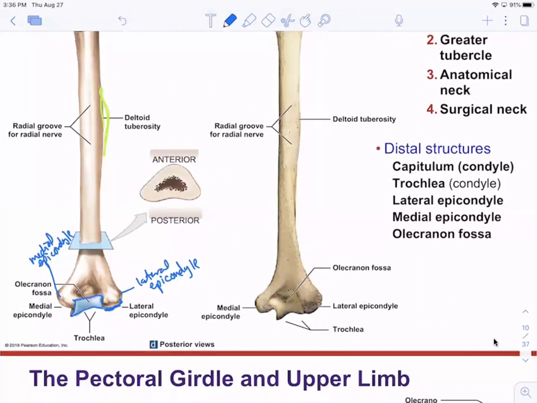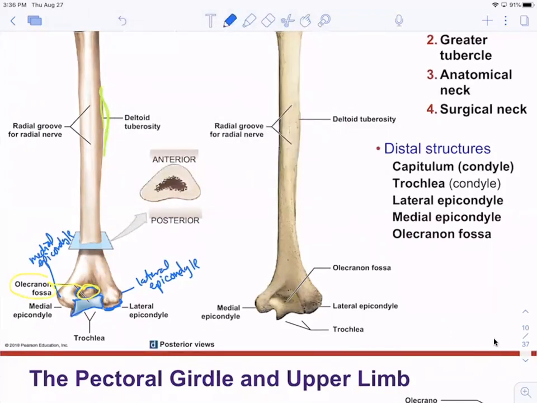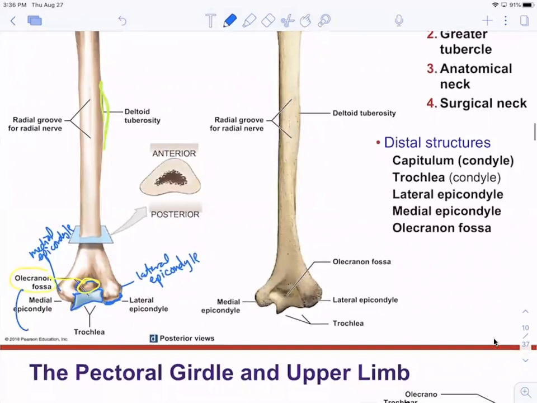And so above the trochlea, posteriorly, is a big depression. And this big depression right here is called the olecranon fossa. That is because of the olecranon of the ulnar bone, and it's really referred to as the olecranon process of the ulnar, that is what we actually call our elbow. It's our elbow.